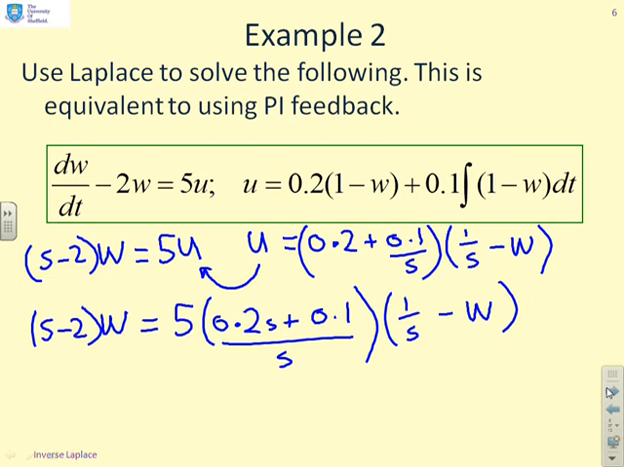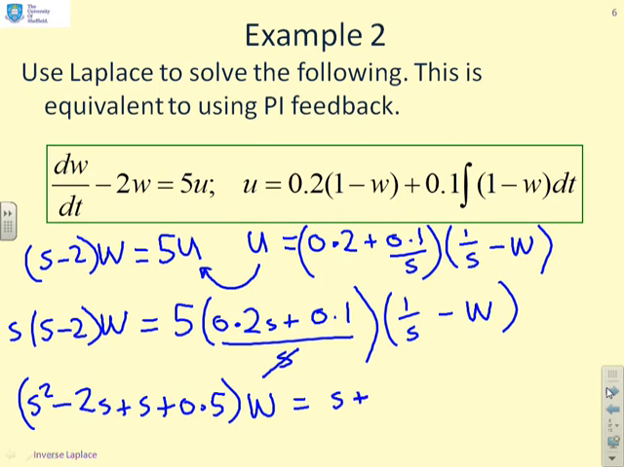Now, what I can do is multiply both sides by s. So if I cross that s there and put another s there, it just makes life a little bit easier. And next I'm going to bring all the w's across to the same side. So I've got s squared minus 2s plus s plus 0.5 into w equals s plus 0.5 into 1 over s. So you'll notice the w over here had a minus sign on, so when I bring it across to the other side, the coefficients come as plus.